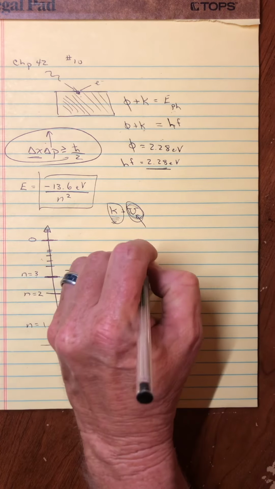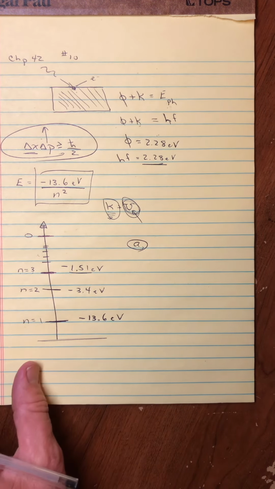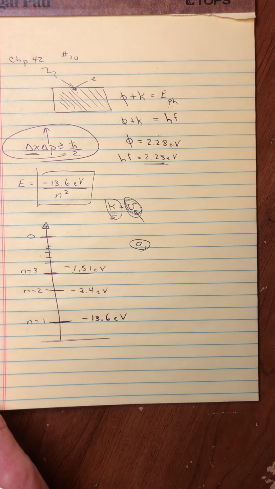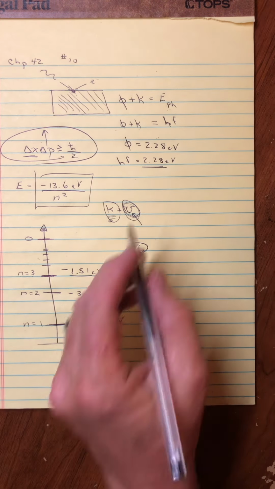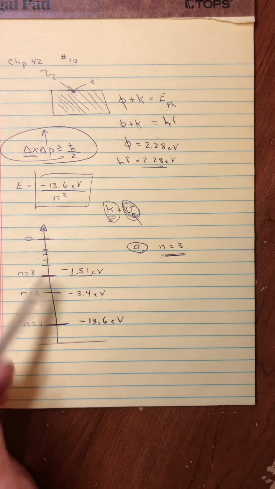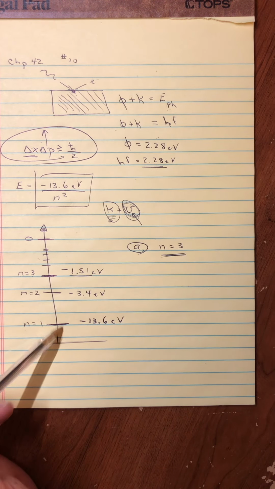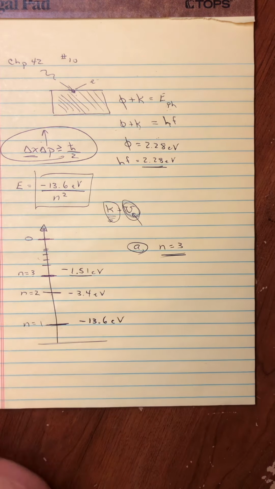So I guess the answer to A, let's just read A again here. It says the minimum n for the hydrogen atom that can be ionized by such a photon. So it's like n equals 3. And so if, again, the electron is in the ground state or even the first excited state, adding this much more energy is not going to free the electron. It's not going to kick it out.